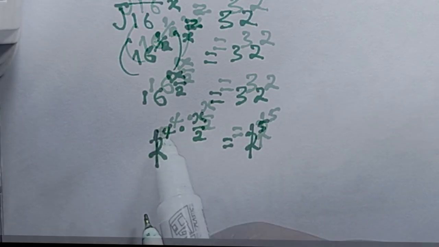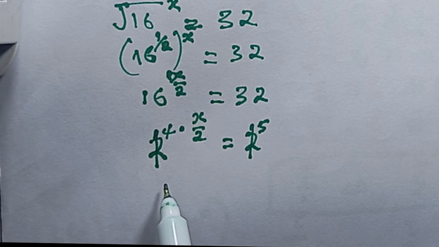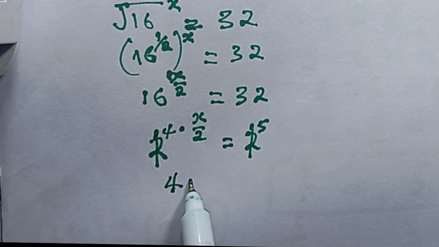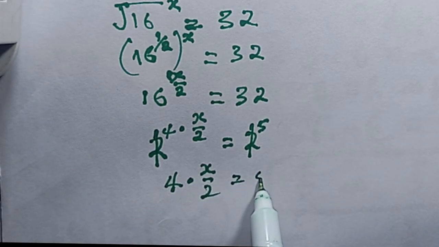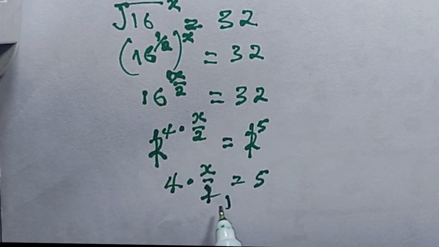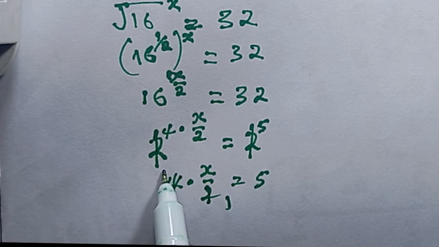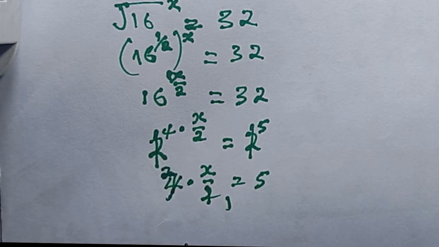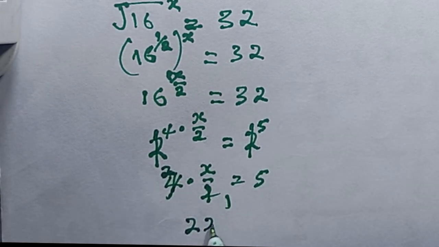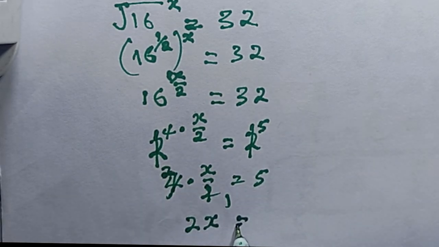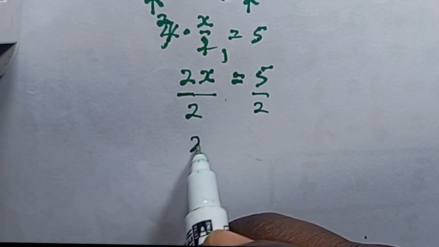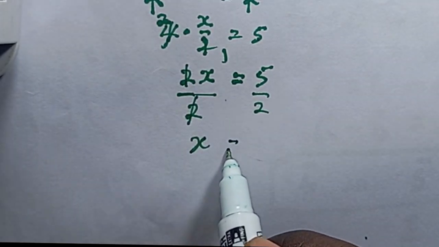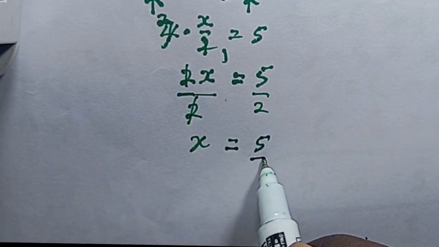Since the base is the same, I can actually cancel the bases and then I will equate the powers. So 4 multiplied by x divided by 2 is equal to 5. 2 can actually divide itself 1 and then divide 4 to be equal to 2. So I have that 2 times x is equal to 2x, and then of course is equal to 5. If I divide through by the coefficient of x, x will be equal to 5 over 2.